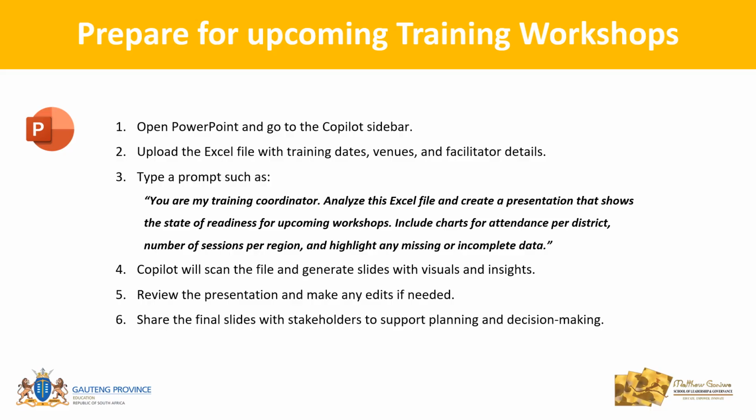First, we upload the Excel file. Then, in the Copilot sidebar in PowerPoint, we type something like, "You are my training coordinator. Analyze this Excel file and create a presentation that shows the state of readiness for upcoming workshops. Include charts for attendance per district, number of sessions per region, and highlight any missing or incomplete data." Copilot will scan the file, generate slides with visuals and insights, and give us a presentation we can share with stakeholders, all in just a few clicks.